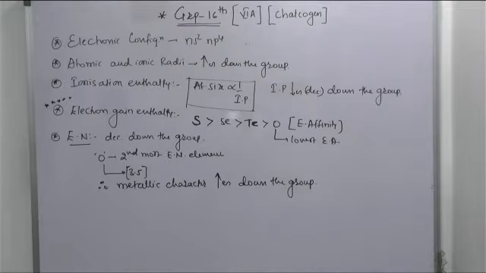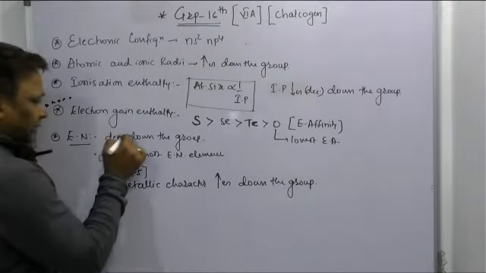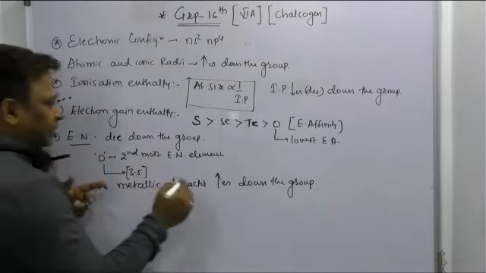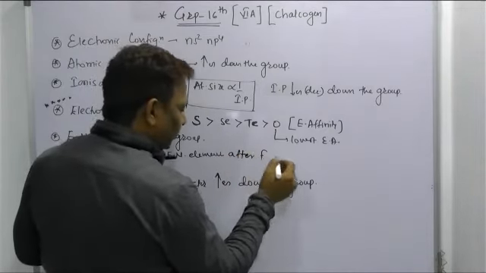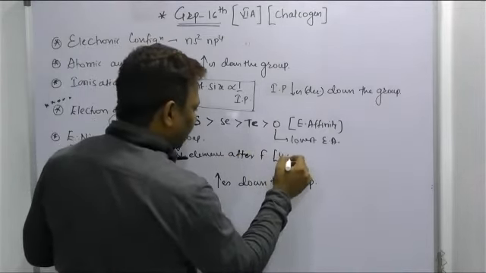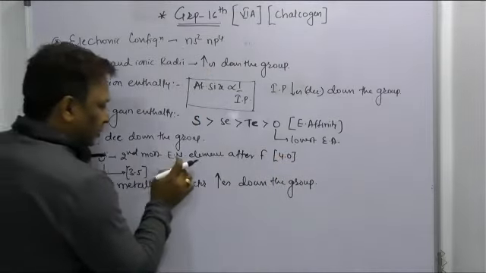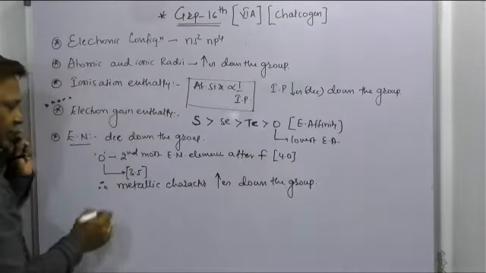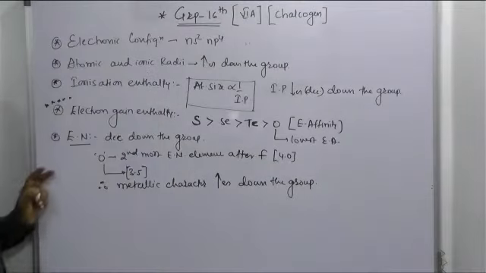Right, beta. But in this one, see here, electronegativity value decreases down the group. That means oxygen is the second most electronegative element after fluorine. Fluorine's electronegativity value is 4, so oxygen's value is 3.5. That means metallic character increases down the group. It is about this one.